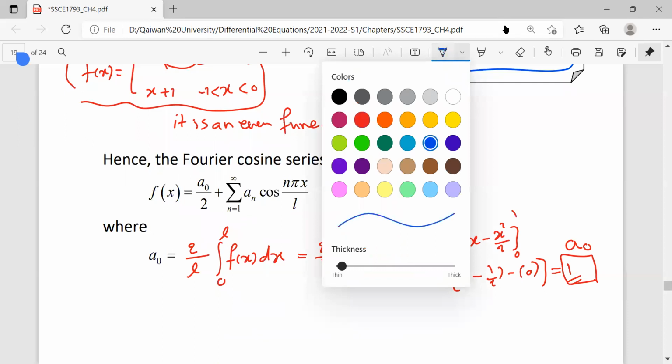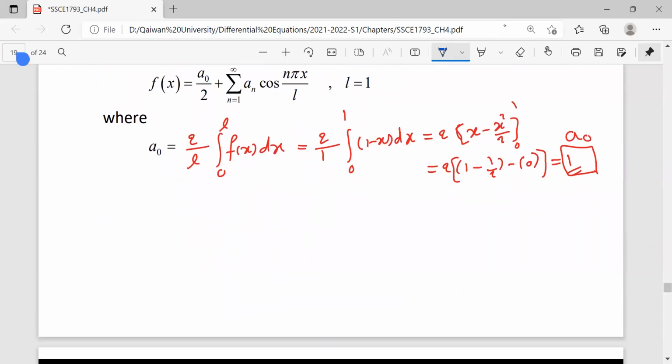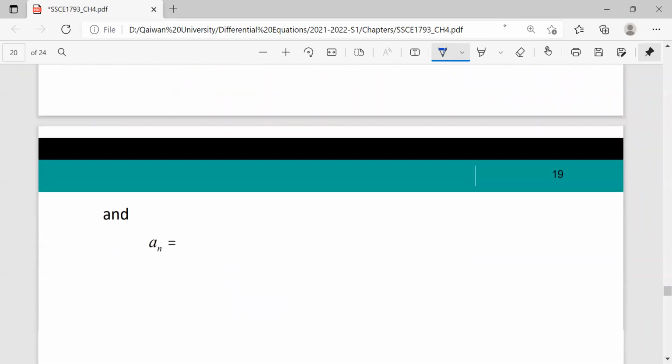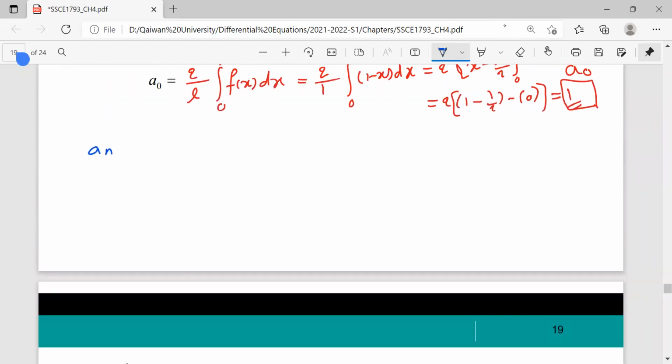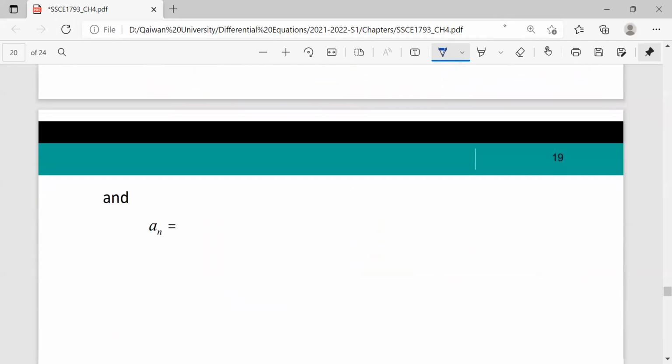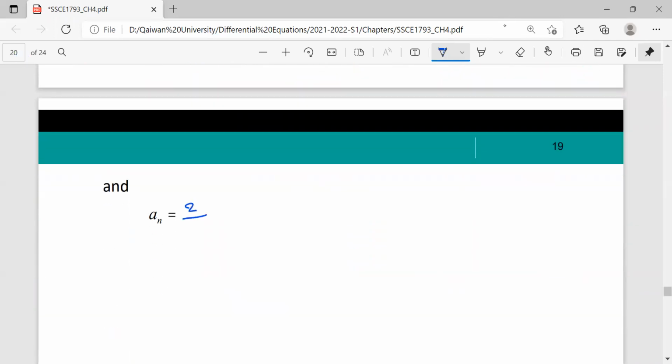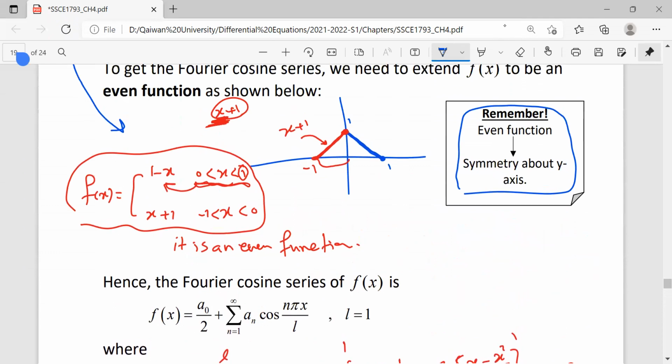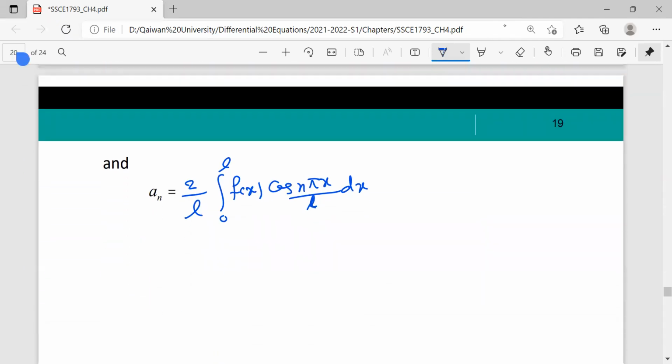And then to find an, an is 2 over L, integration from 0 to L for f of x times cosine n pi x over L dx. L here is 1, and f of x from 0 to 1 is 1 minus x. An equals 2 over 1.